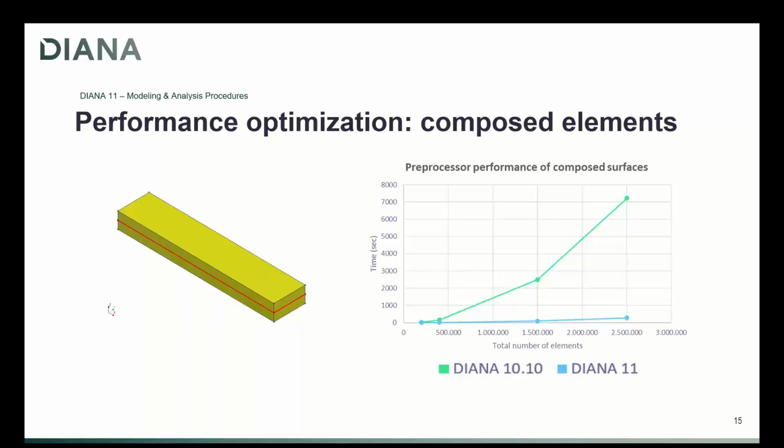For example, here you have a model that in the finest mesh has 2.5 million continuum elements and 50,000 composed surfaces. And for this case, as you can see, the preprocessor runs almost 30 times faster.